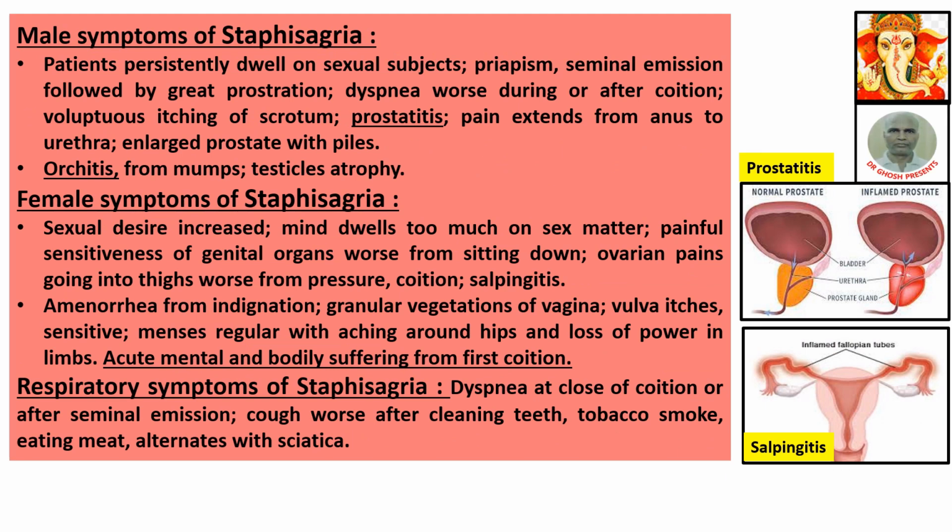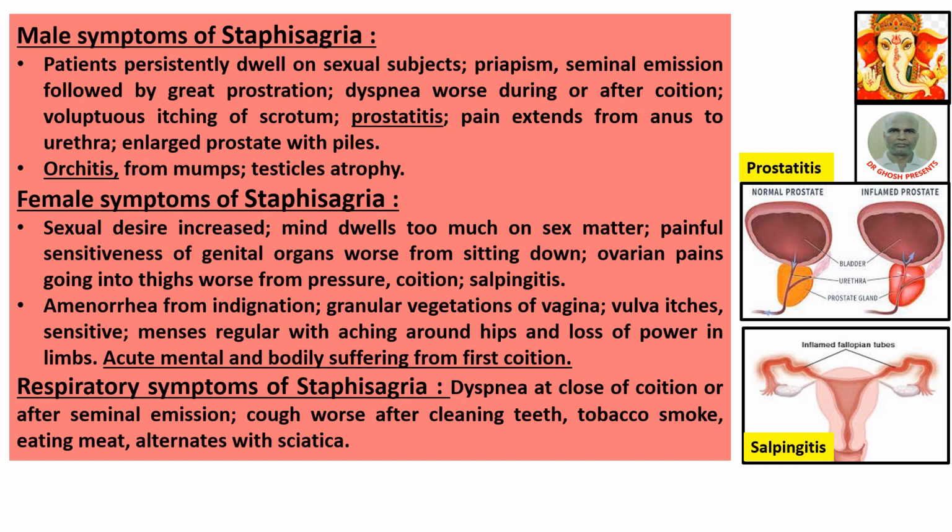Male symptoms of Staphisagria. Actually, male symptoms means male genital symptoms. Patient persistently dwells on sexual subjects. Priapism. Priapism, you know, is a painful, untimely or unwanted, stiff erection of the penis. Very painful, untimely, not desirable, but it is like that. Untimely, heavy stiffness of penis with pain.